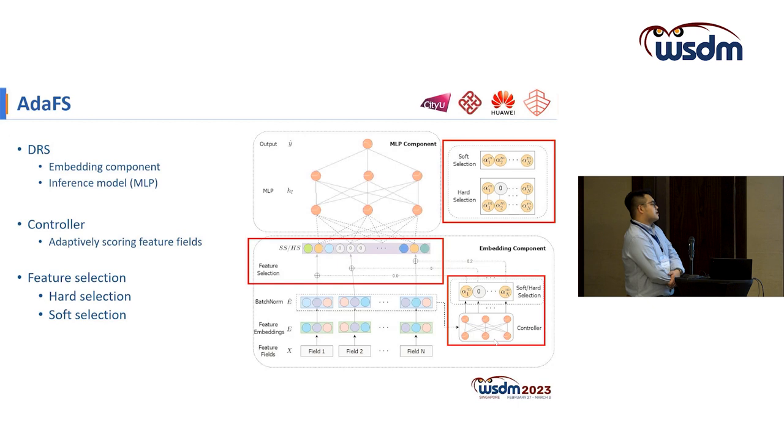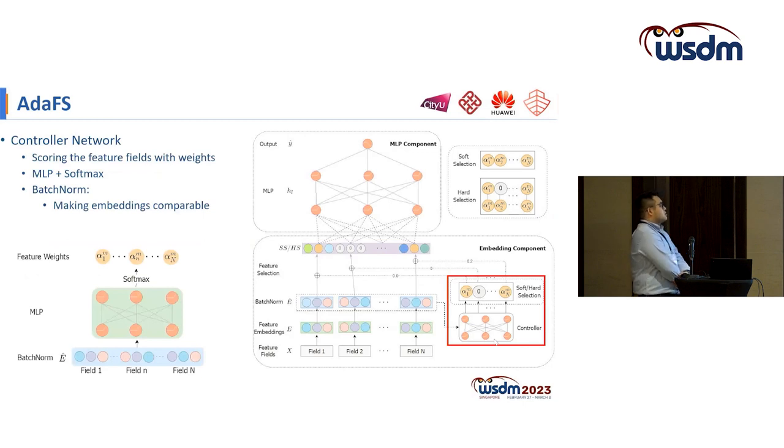For the behavior of this controller, we could use a hard selection or a soft selection. The structure of the controller is visualized in this figure. It consists of a simple multilayer perceptron and a softmax to get the scores for feature fields, summing up to one. It is worth noting that before input to the controller, the authors conducted a batch normalization to make the embeddings of different feature fields comparable and generate suitable weights for different fields.